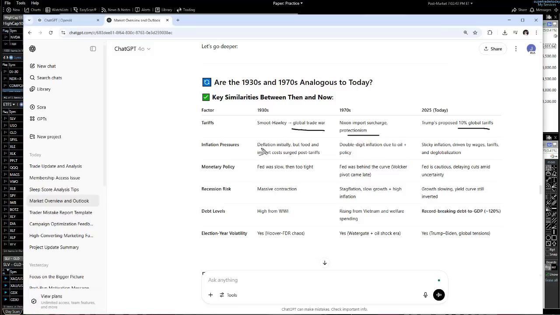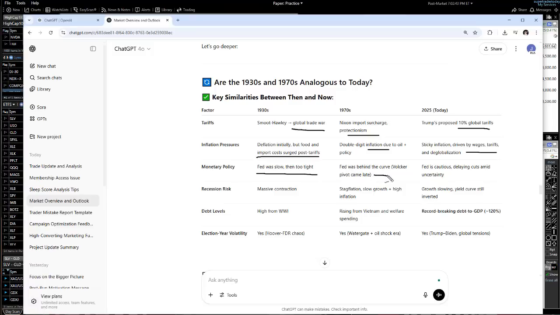So we went back through the similar times, right? The 1930s were deflationary initially, but food and import costs surged post tariffs. Well, that's what's happening right now, right? We've definitely had that today. In the 1970s, double-digit inflation due to oil plus policy and sticky inflation driven by wages. And we also know this whole food cost is happening right now. Monetary policy: the Fed was slow, then too tight. So the Fed was behind the curve, and then the Volcker pivot came later, right?